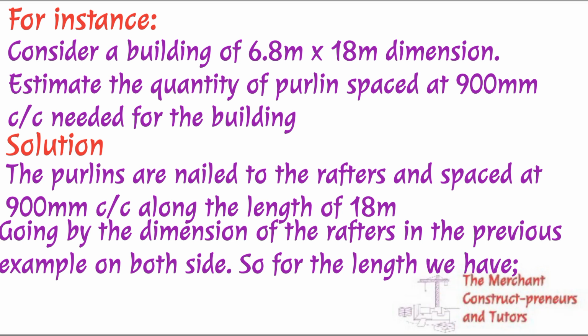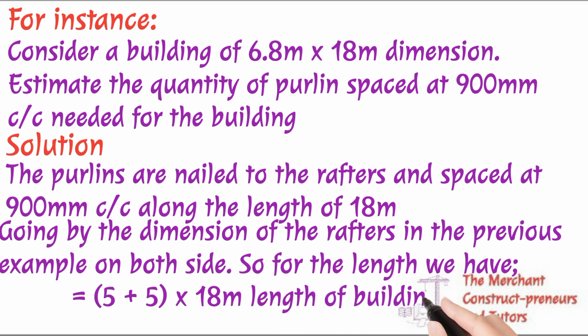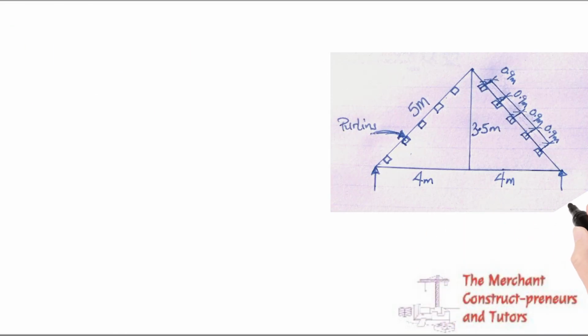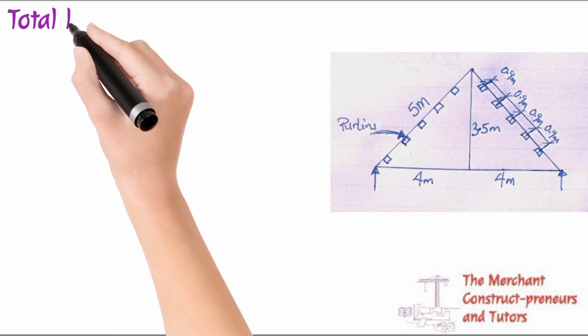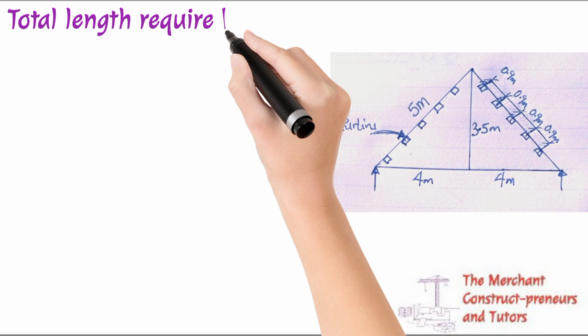So now, the purlins are nailed to the rafters and spaced at 900 millimeters center to center along the length of 18 meters, right? So going by the dimensions of the rafters in the previous example on both sides, the length. So for the length, we have 5 meters by 5 meters multiplied by 18 meter length.